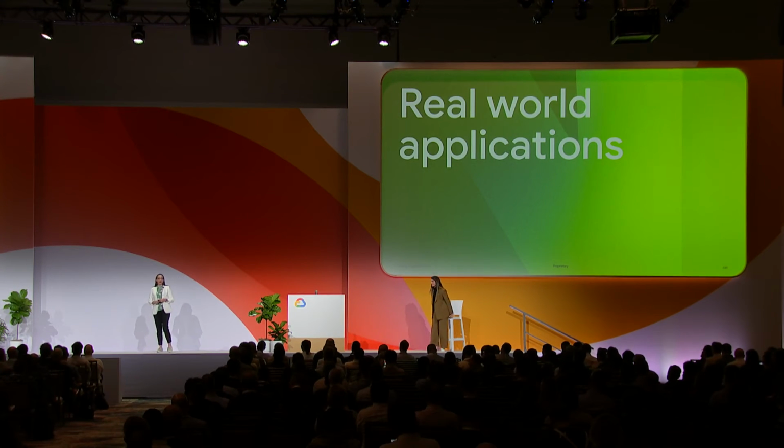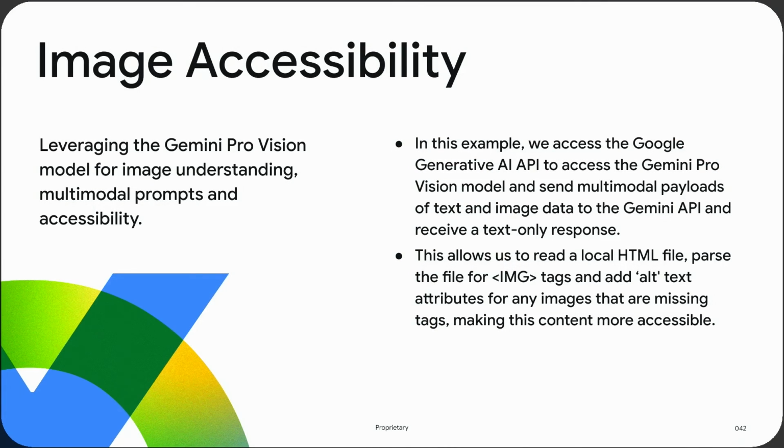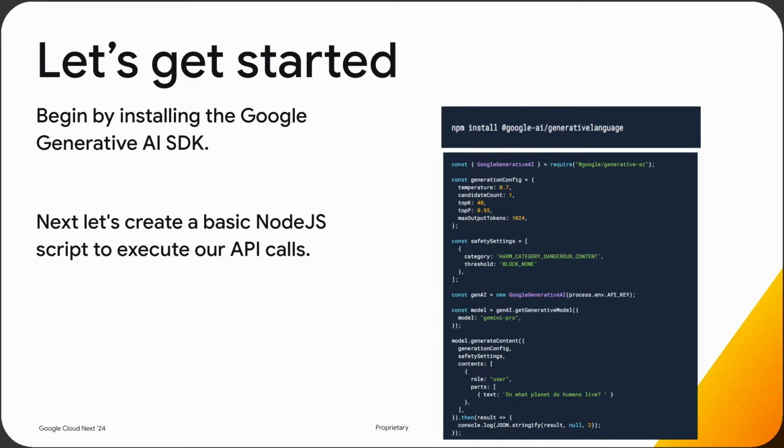Thank you. All right, let's talk about how you can use this stuff. What can you practically apply it with? We're going to pick a real simple, real-world example to get started with. This is image accessibility, and we're going to leverage Gemini Pro Vision, and we're going to send multimodal payloads of image and text and get just a text reply back. This is going to allow us to read HTML pages, parse through those pages for the images, and locate those images that don't have alt text, and then we'll use Gemini to provide that text for us and get it into the HTML. So let's get started with it.